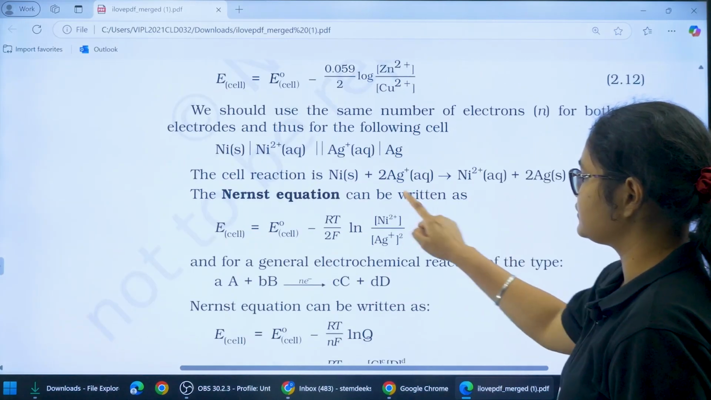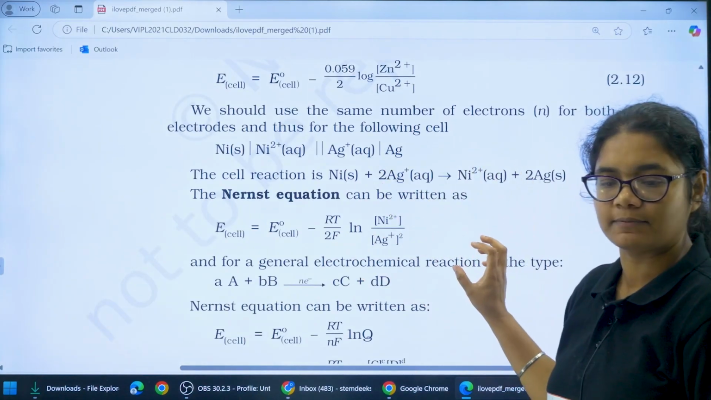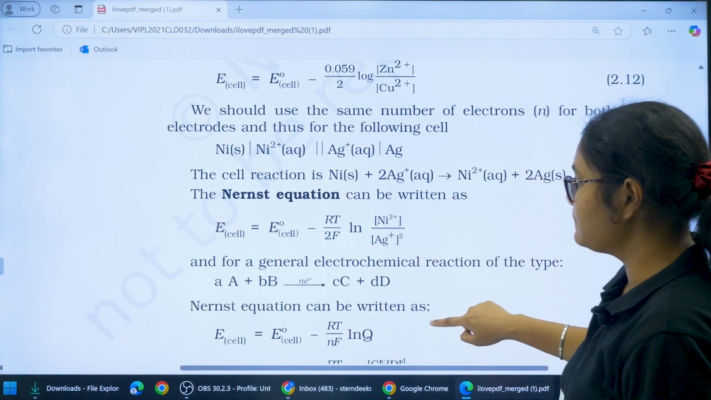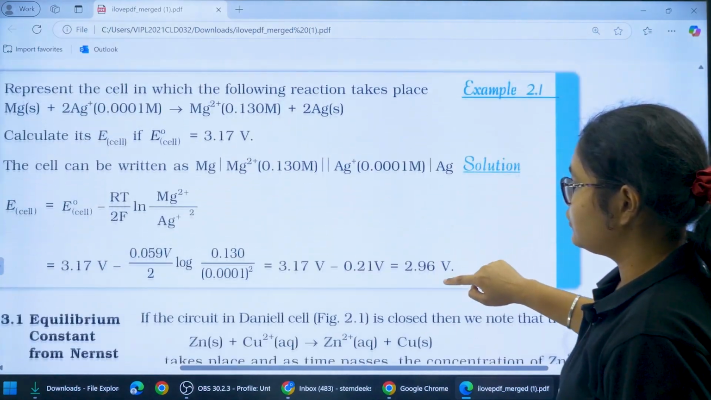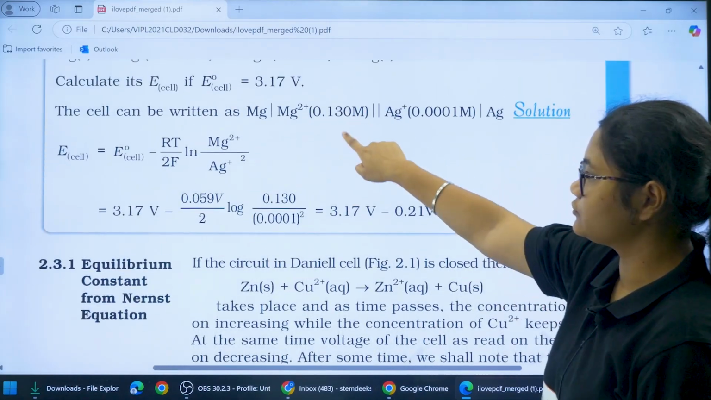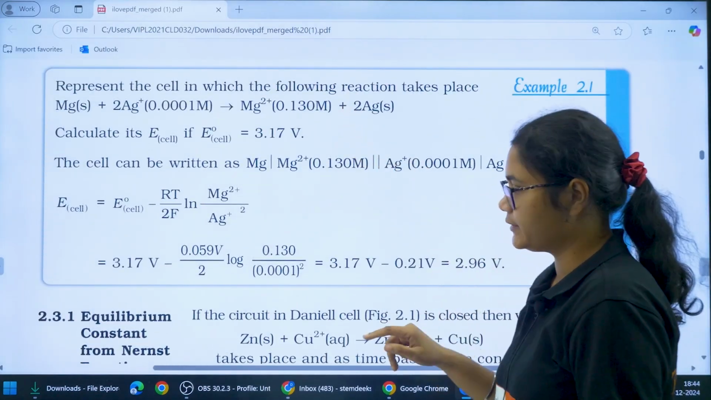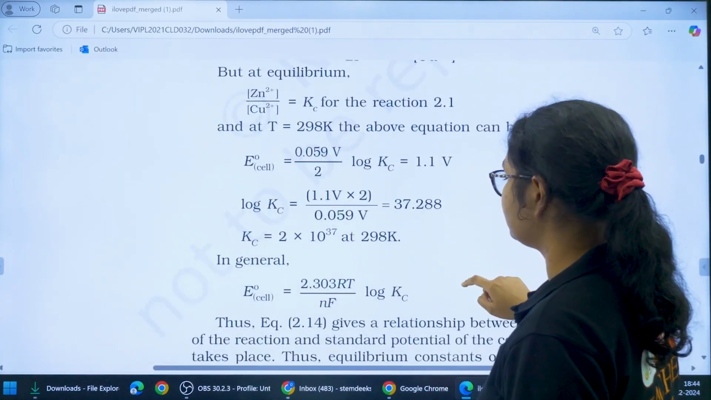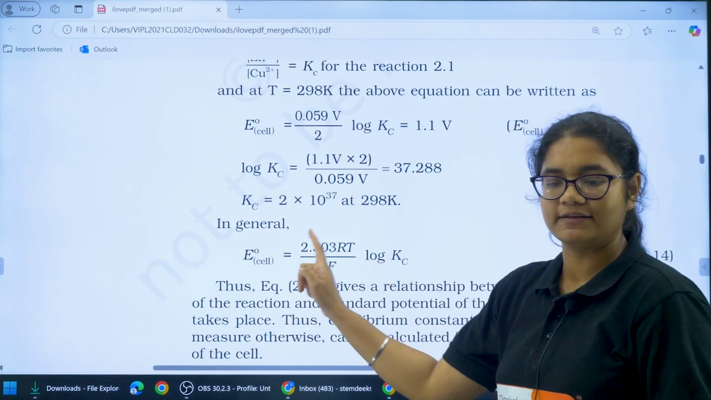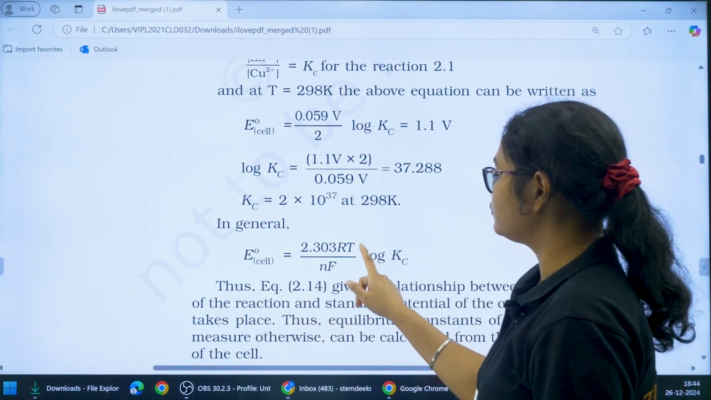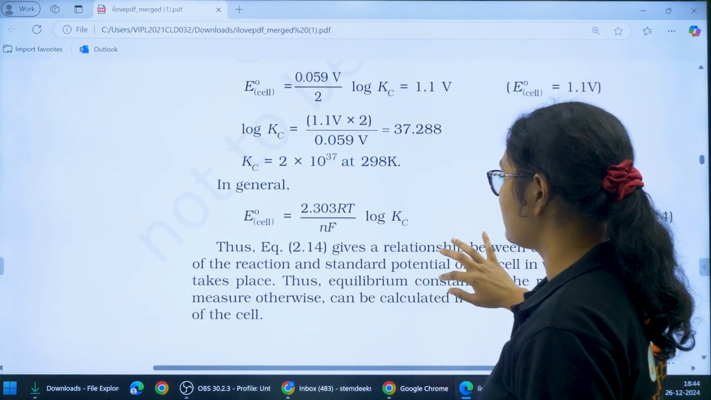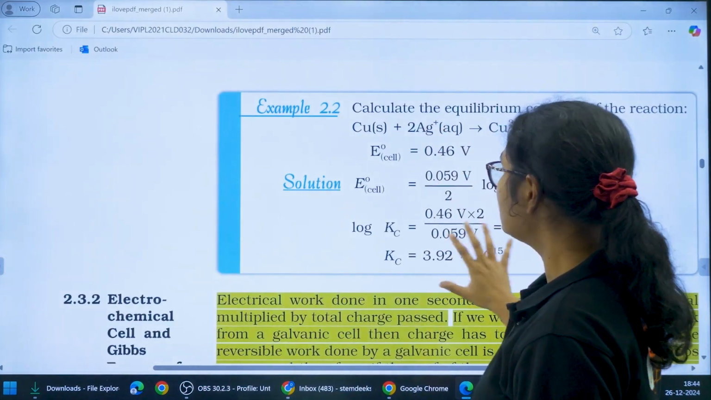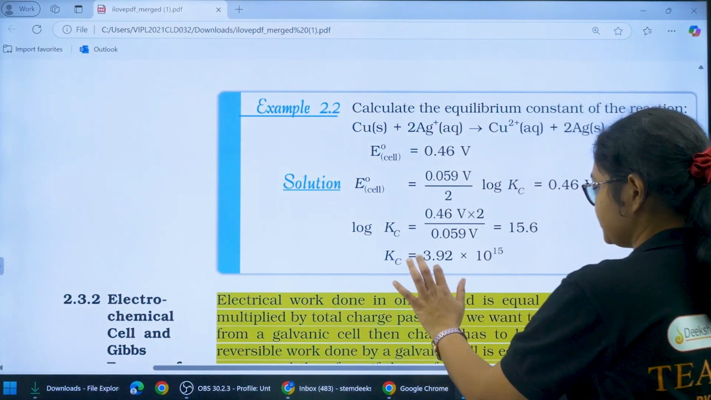Then we have the Nernst equation for different species. Examples are given. Remember that when there is a coefficient, it has to be taken as a power here. Next, the in-text question, you have to solve it. All the in-text questions you need to solve. Next, coming to the equilibrium constant, we have to remember this equation. Please highlight it: E0 of the cell is equal to 2.303 RT by nF log Kc, and then I have one more equation here. You have to solve this question also, examples of questions.